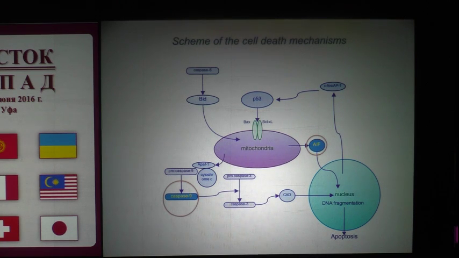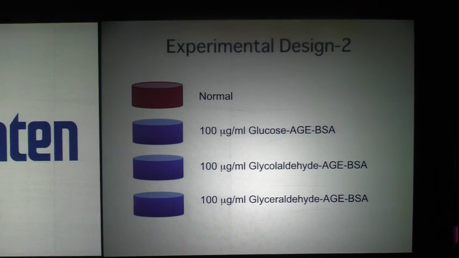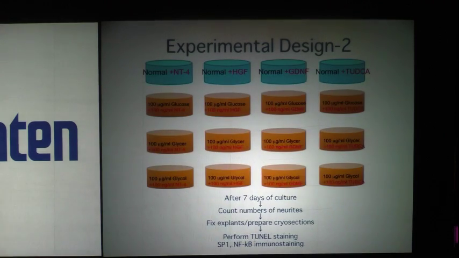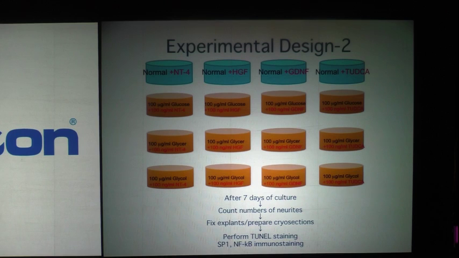So our second experimental design was to study the high dose of advanced glycation end products, where we used 100 milligram per liter of advanced glycation end products. And we studied different neurotrophic factors, such as neurotrophin 4, hepatocyte growth factor, glial cell line-derived neurotrophic factor, and tauroursodeoxycholic acid. So the study had been performed in the same manner.